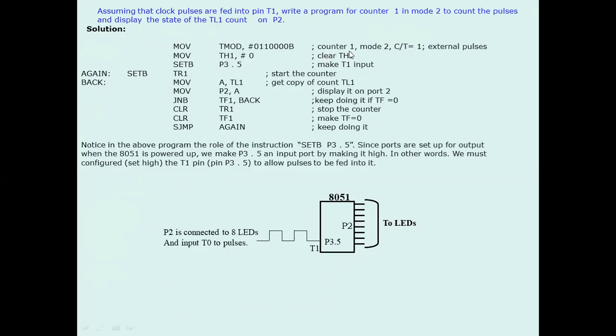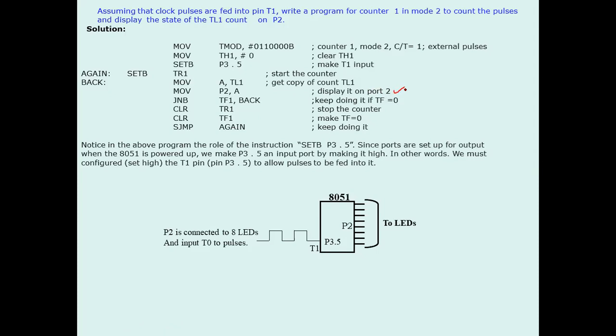You can see counter 1 mode 2 is selected. The same value is loaded into the TMOD register, and TH1 is loaded with 00. Then set bit P3.5, that is, make T1 an input. By default, every pin in the microcontroller is set as output, so to make it an input port, we need to set it to 1. Then SETB TR1 starts the counter, then MOV A, TL1, and just repeat those things, displaying on port 2.